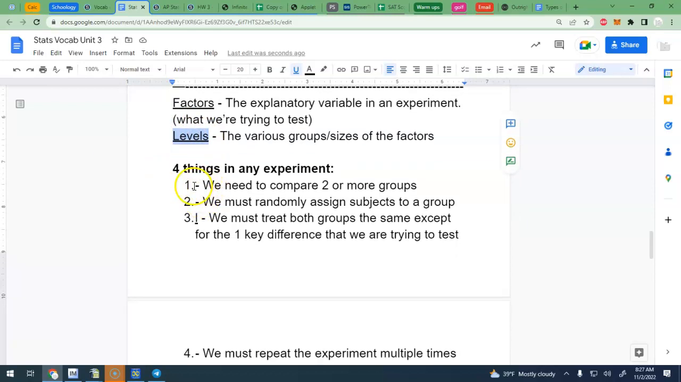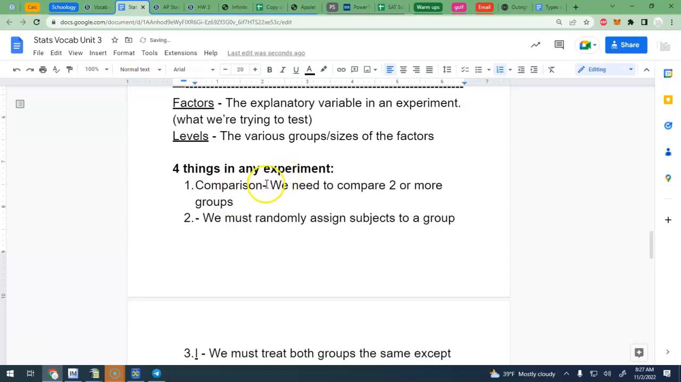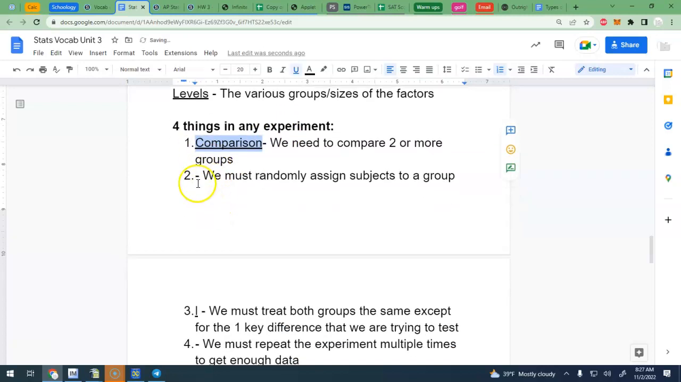4 things in any experiment. So we need to compare 2 or more groups. What's that one? Yeah, it's comparison. The second one's similar. We must randomly assign subjects to a group. Randomization.